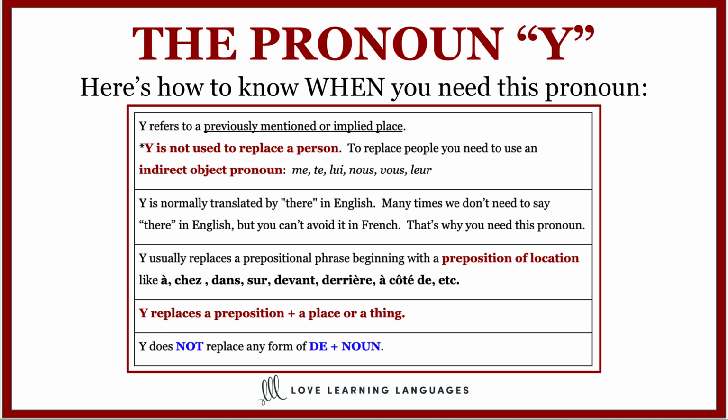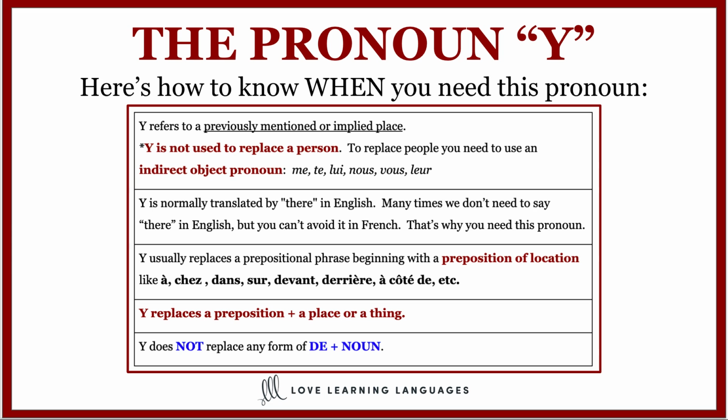Here is how to know when you need to use this pronoun. So the thing is, y is used in a couple of different ways, but usually y refers to a place that has previously been mentioned. Not always. There is another really funny way that you can use the pronoun y. But to begin with, let's talk about y meaning there. T-H-E-R-E, there. Okay, so referring to a place that's already been mentioned.